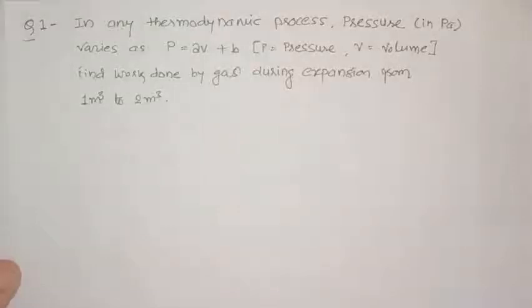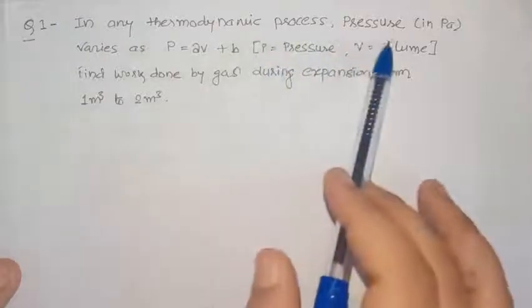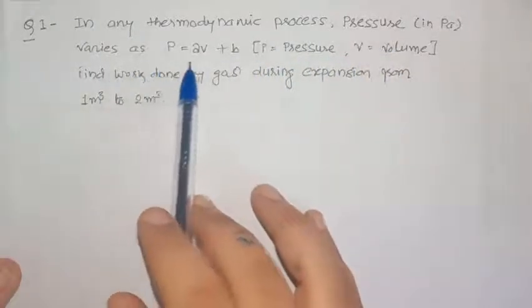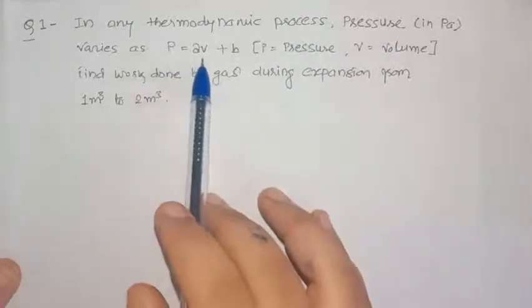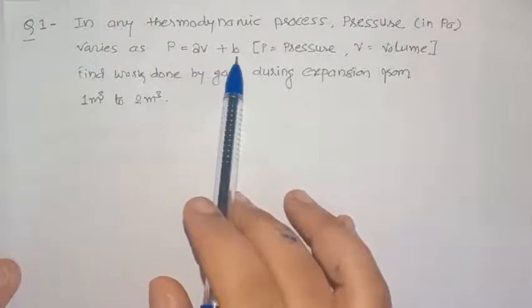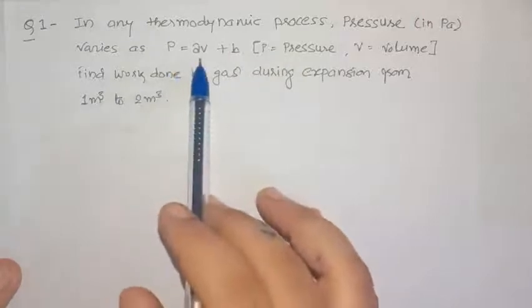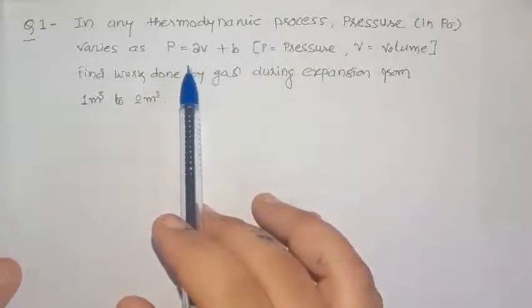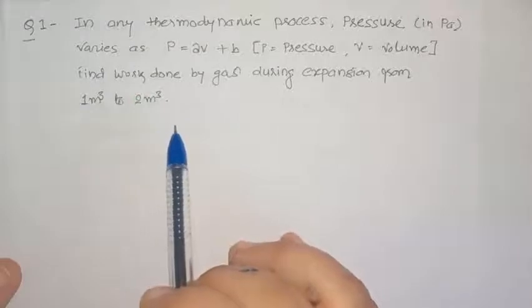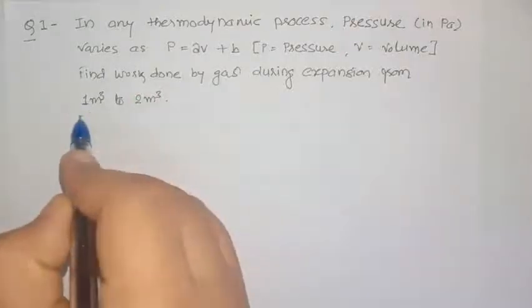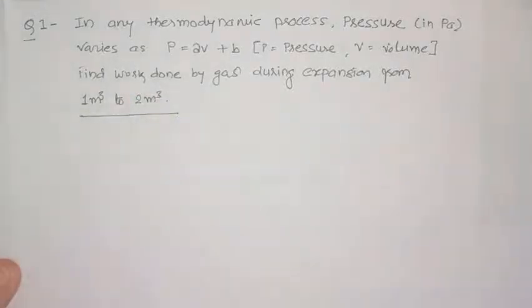Now, let us see some advanced numericals based on the thermodynamic processes. In this example, in any thermodynamic process, pressure varies as P = AV + B. Here P is the pressure, V is the volume, and A is the constant. We want to find the work done by gas during expansion from 1 meter cube to 2 meter cube.